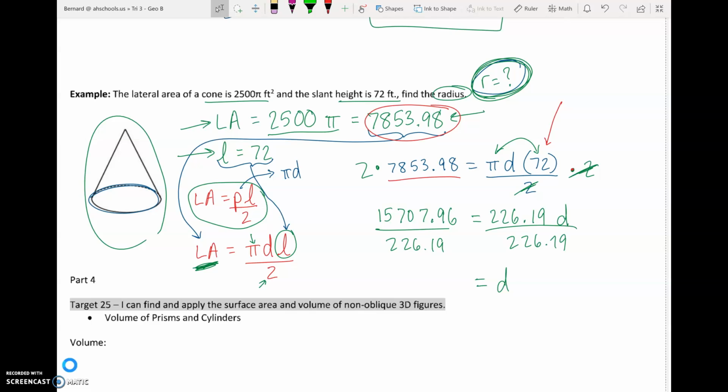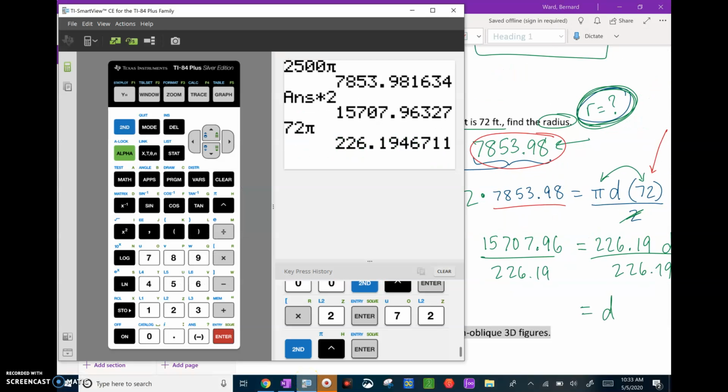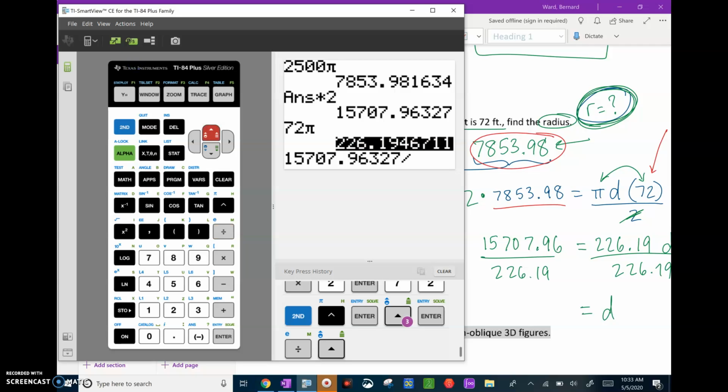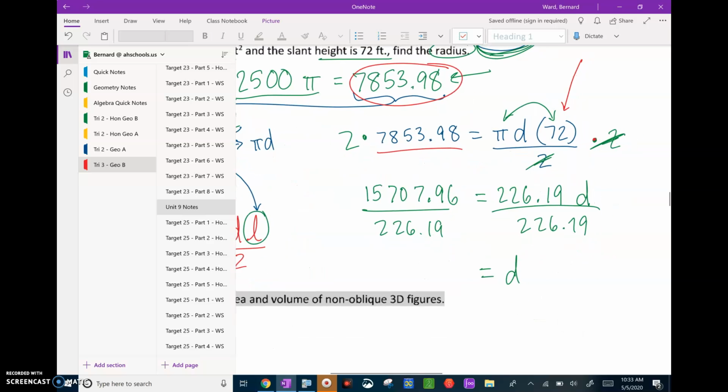So we're going to take that now 15,707. We're going to divide it by 226.19. So if I go back to my calculator and hit up twice, or 3 times, there's my 15,000 number. I'm going to hit enter on that and paste it down, and I need to divide it, so I'll hit divide by that 226 number. That is 1 arrow up. I'm going to hit enter there as well. I'm going to hit enter now, and it'll divide those, and what you'll see is we get roughly 69.4 for our diameter.